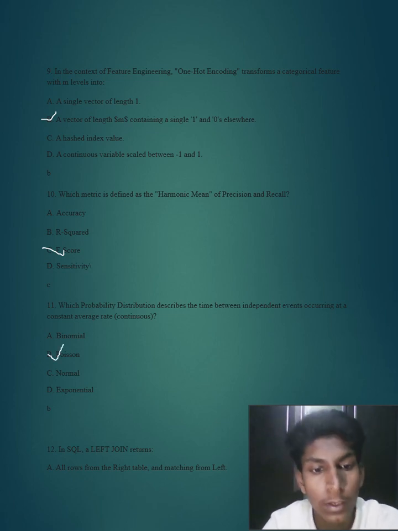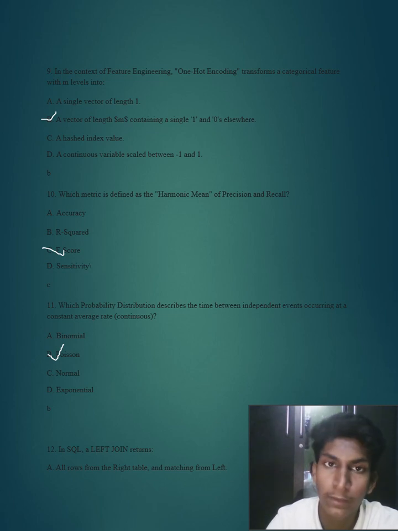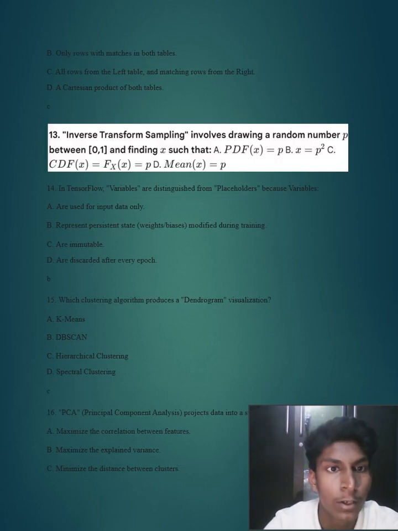In SQL, a left join returns all the rows from the right table and matching rows from the left, B, only rows with matches in both tables, all rows from the left table and matching rows from the right, a Cartesian product of both tables. The right option is C, all rows from the left table and matching rows from the right. Question number 13.